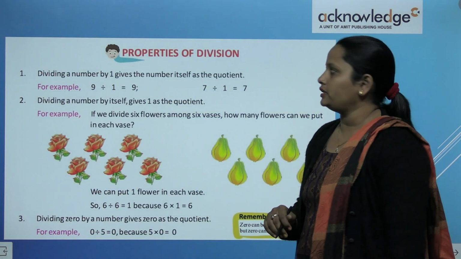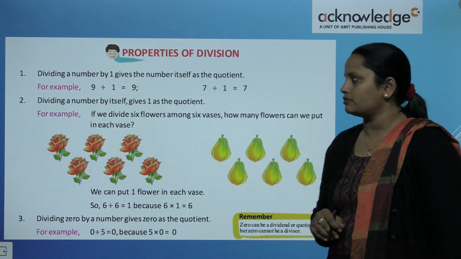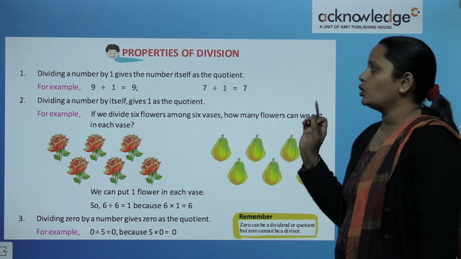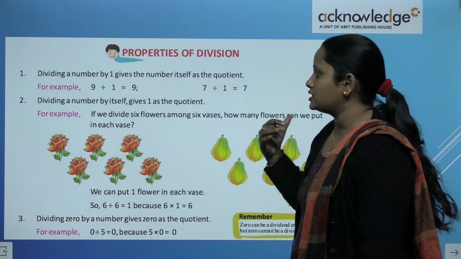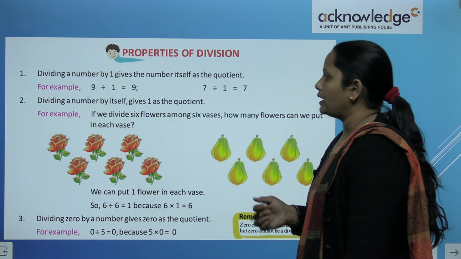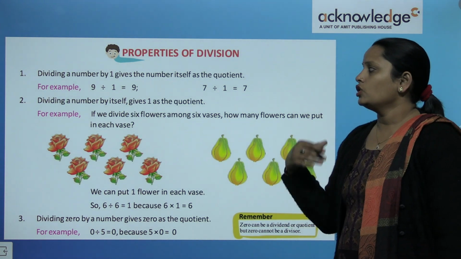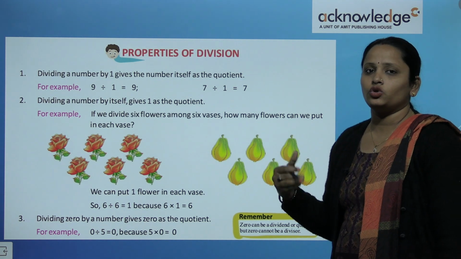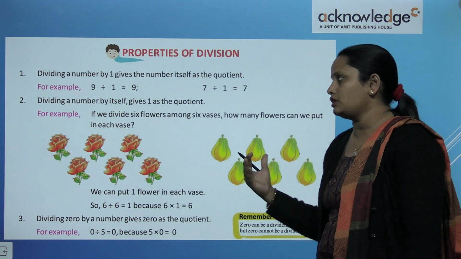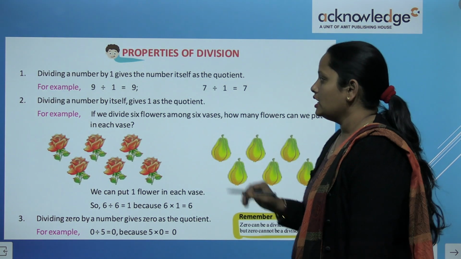Now what are the properties of division? Dividing a number by 1 gives the number itself. So अगर हम किसी भी number को 1 से divide करते हैं, we get that same number as the answer. Next is dividing a number by itself gives 1 as the answer. अगर हमने किसी भी number को खुद से divide किया, मीन्स अगर 2 को 2 से ही divide कर रहे हैं, 4 को 4 से divide कर रहे हैं, we get 1 as the answer. 1 मिलेगा हमें as the answer.